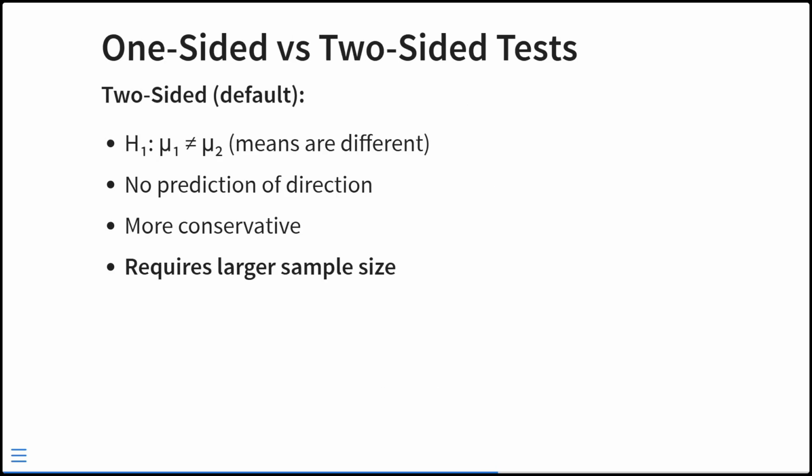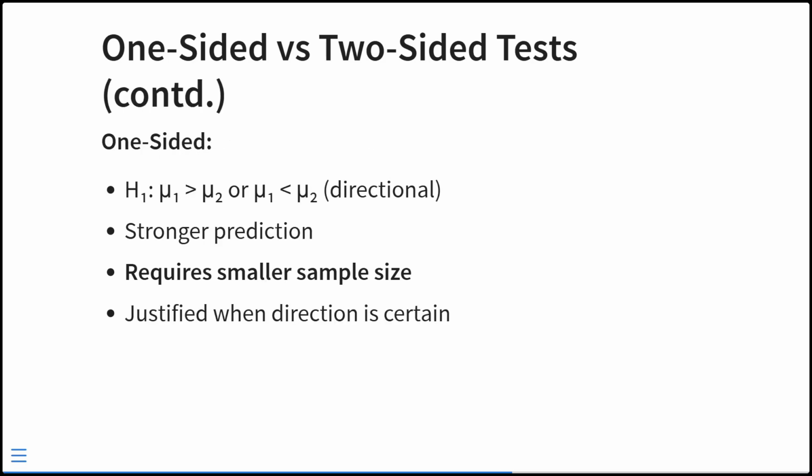For the two-sided test, which is usually the default, mu1 is not equal to mu2, which means that under the alternative, the means are different. So we have no prediction or direction. It is more conservative and it requires a larger sample size. But for one-sided, mu1 can be greater than mu2 or less than mu2. We usually have a stronger prediction because we know where we are going. It requires a smaller sample size and it is justified when the direction is certain.